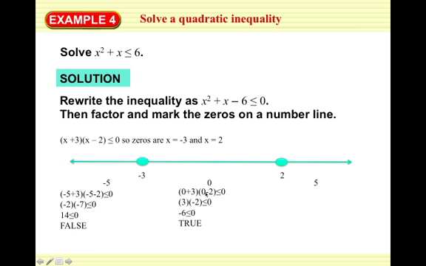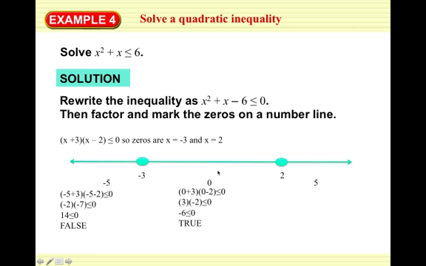I'm going to plug in 0, so I get 0 plus 3 times 0 minus 2, and I want to know if that's less than or equal to 0. So I get 3 times negative 2, that gives me negative 6, less than or equal to 0. Negative 6 is less than 0, so that gives me a true statement. So all of the values in this region between negative 3 and 2 are part of my solution.